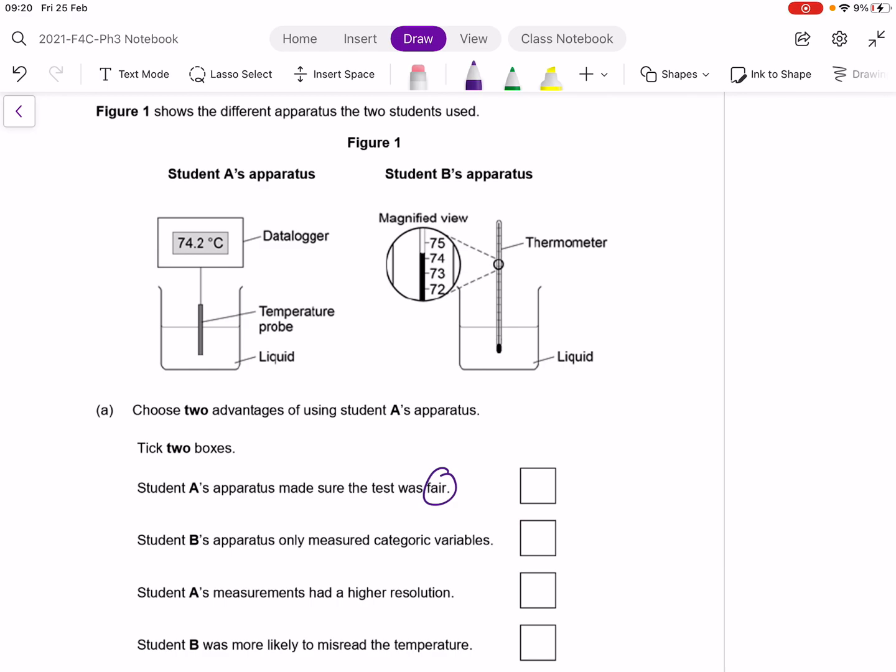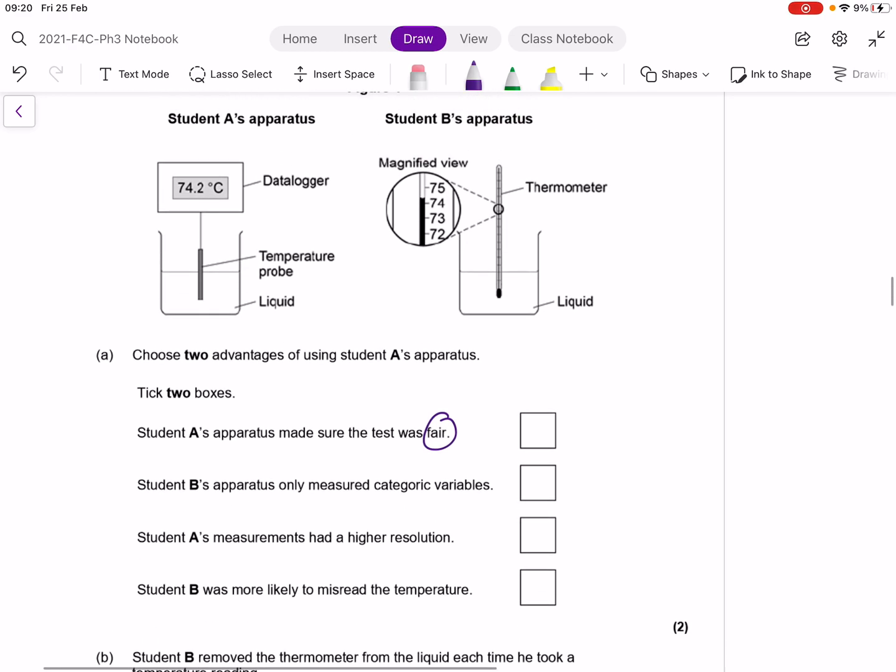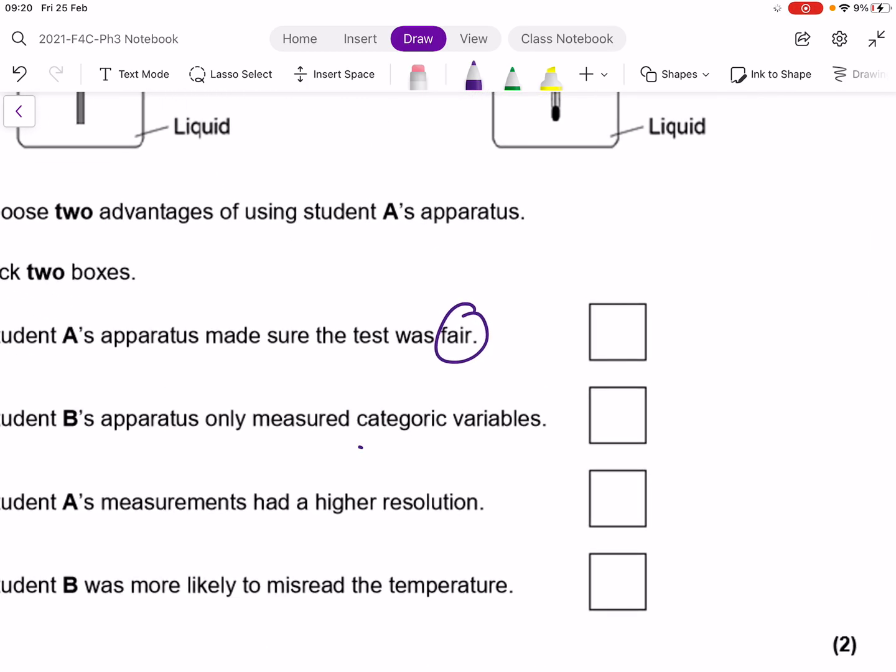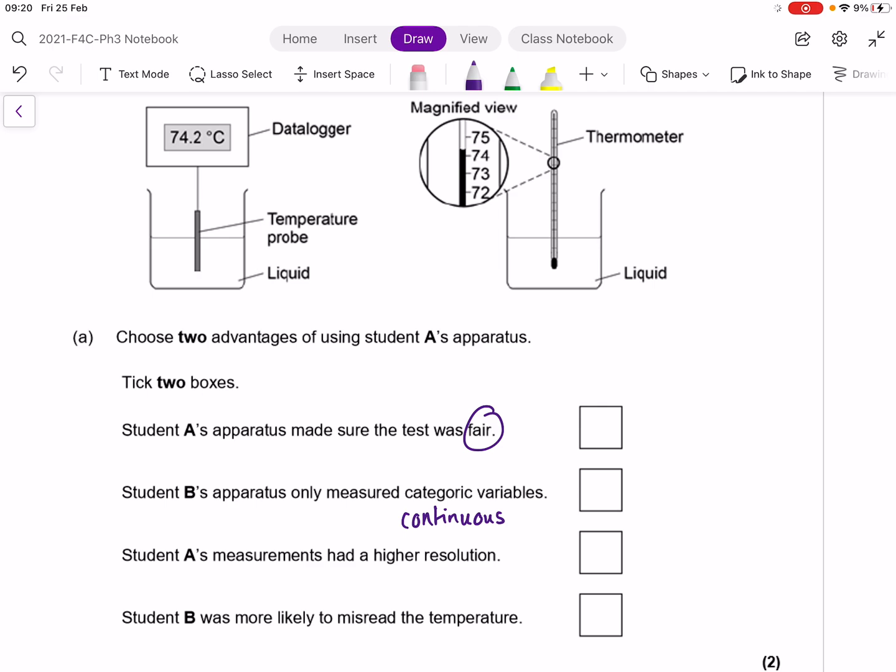Student B only measured categoric variables. Well, temperature isn't categoric, is it? What would we call it? Like a spectrum of variables. Why can't I think of the name? This is embarrassing. Discrete. Continuous. It's a continuous variable. Temperature. Forgot the word. Continuous variable. It can take any value. It's not a category. So it's not going to be that one.